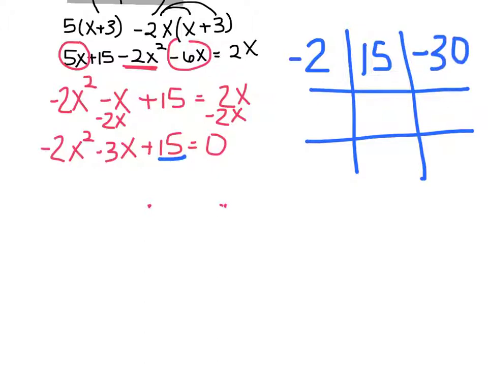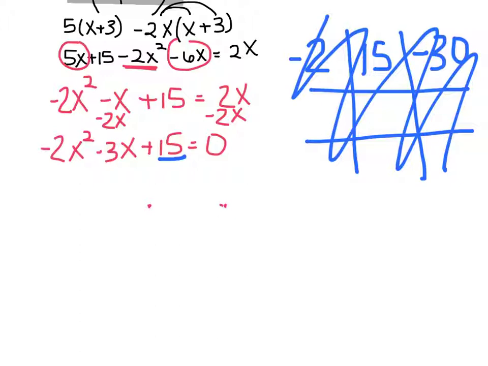What can I multiply to get negative 30 and add to get negative 3? Well, 5 and 6, negative 1 or positive 1. 15 and 2, that won't work. And 3 and 10 won't work. So really, there's nothing we can tic-tac-toe to do on this one. So the only way to solve it would be to use the quadratic formula.